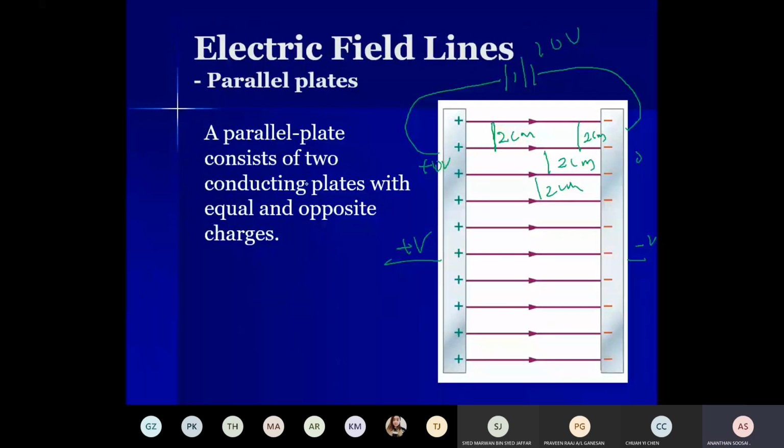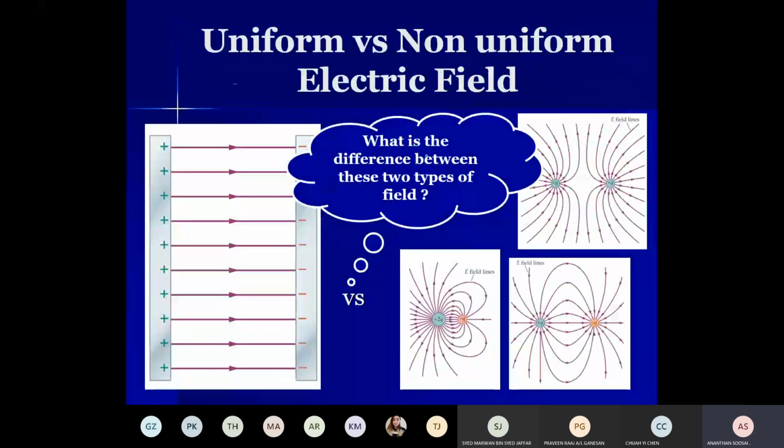A parallel plate consists of 2 conducting plates with equal and opposite charges. And what is the difference between these 2 types of field? As I said, this is a uniform field, and this is your non-uniform field.